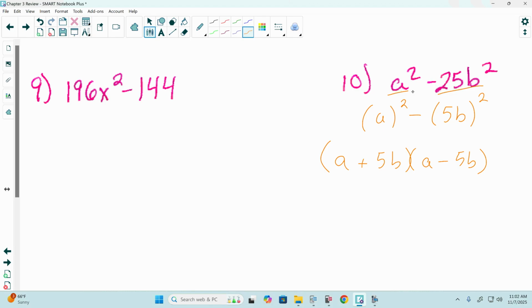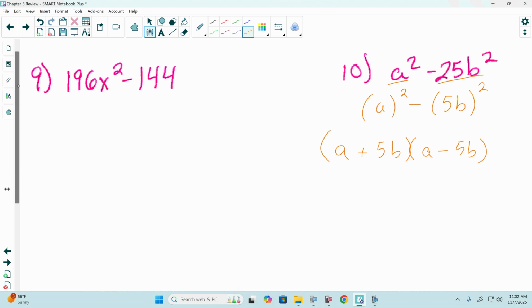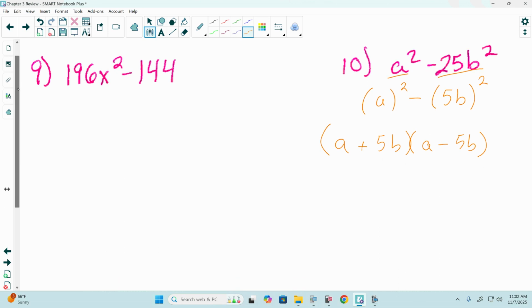Questions on this here? So it's the bottom line answer. Yep. And we could have it flipped. We could have said a minus 5b times a plus 5b. It's the same thing.